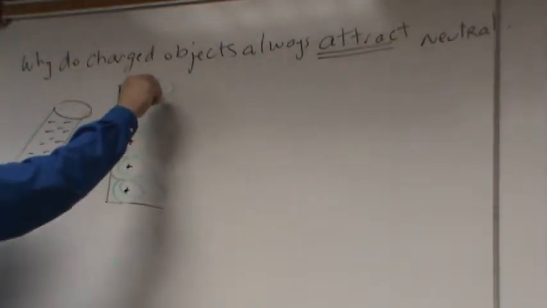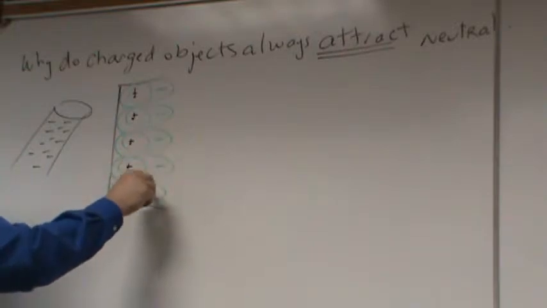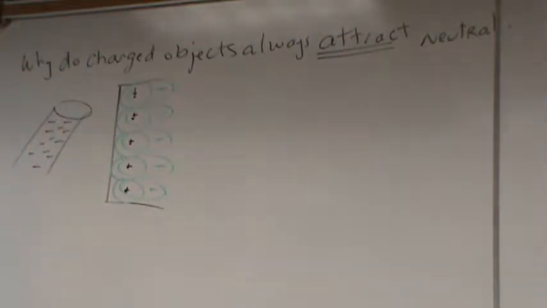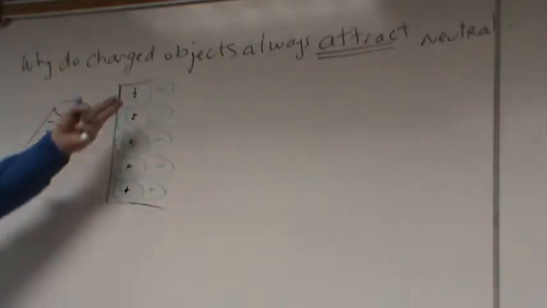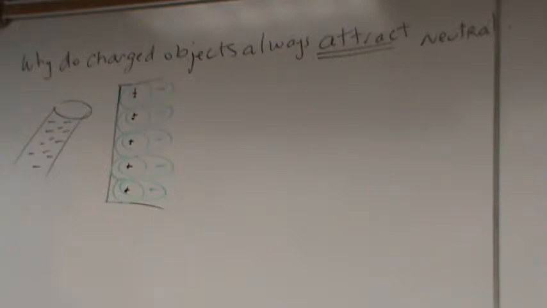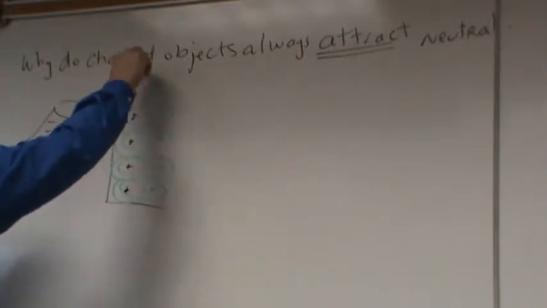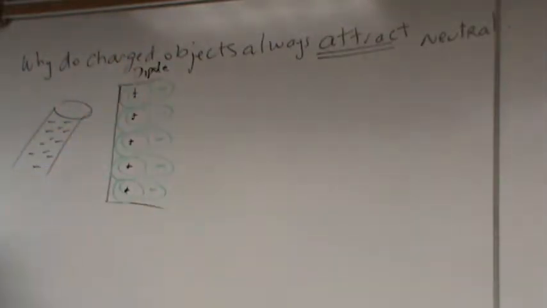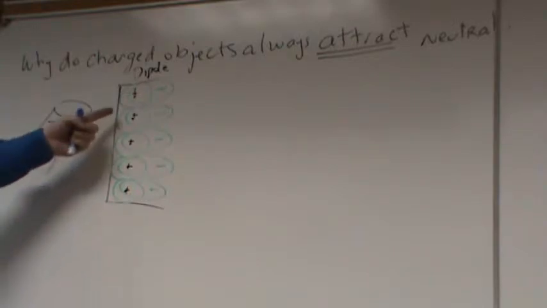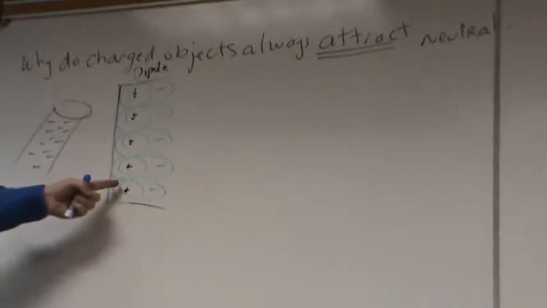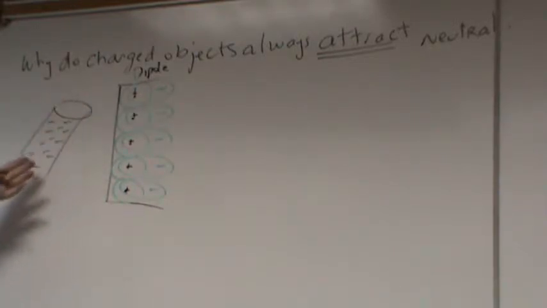So now you're going to end up with each one of these atoms having a positive side and a negative side. And there's a special name for an atom that has a positive side and a negative side. It starts with D. What do we call these guys? Yeah, you get dipoles. So you're turning all of the atoms in that ruler into dipoles. And so the negatively charged rod is going to attract the positive side of the dipole. The negatively charged rod is going to repel the negative side of the dipole.